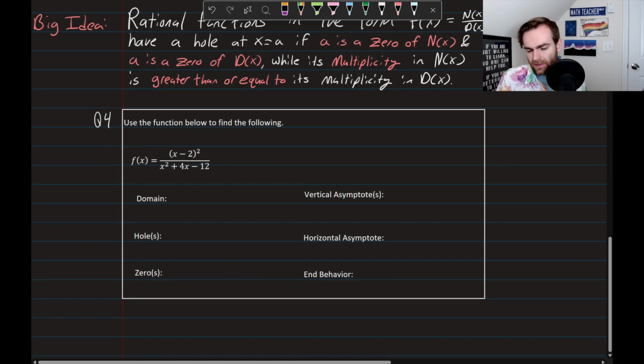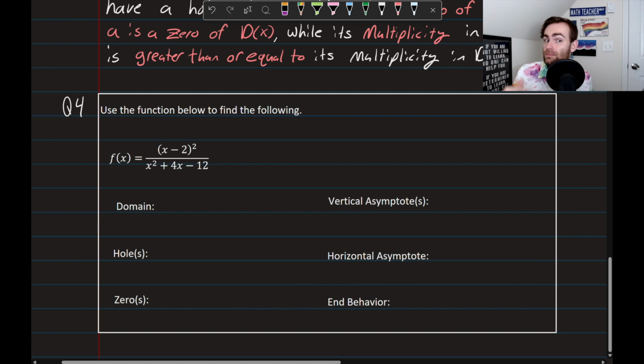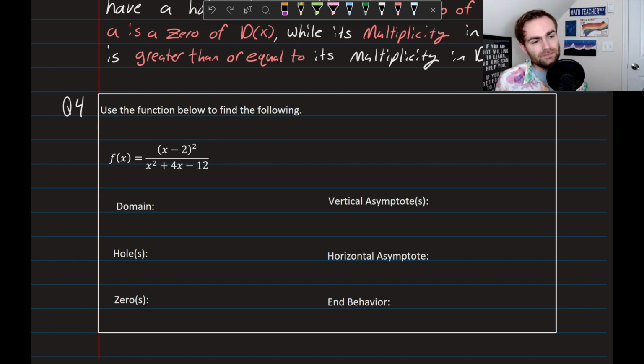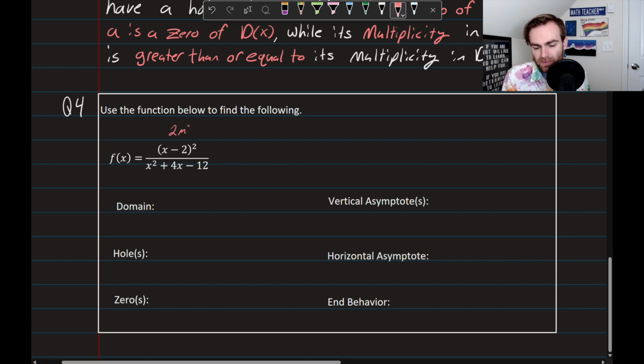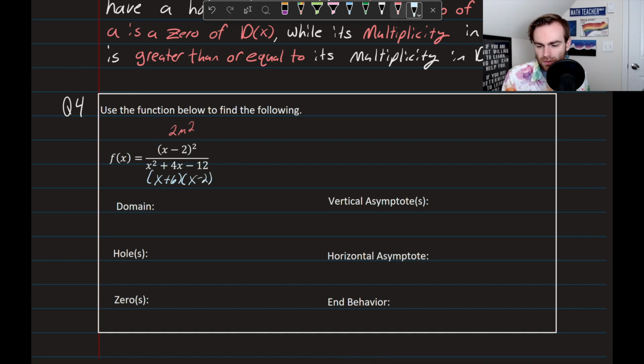So instead of just taking everything at face value, play around with some of these things. Try to think about them logically and mathematically and see what makes sense to you. So our last one here is going to deal with that multiplicity. We have 2 with a multiplicity of 2 in the numerator. The denominator factors to be x plus 6, x minus 2, which gives us 2 and -6.